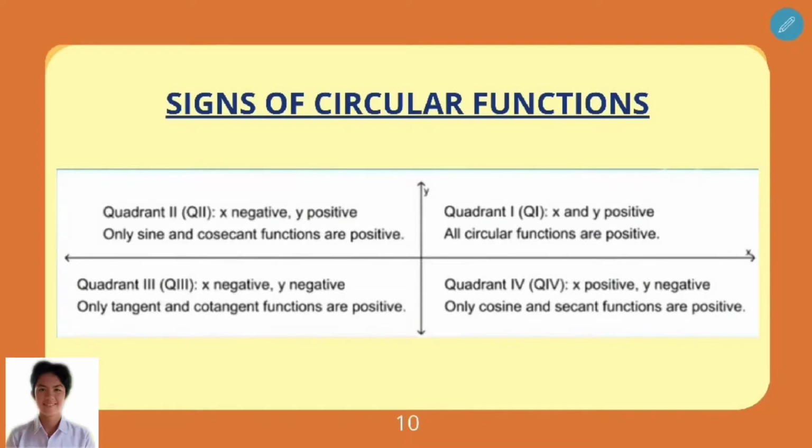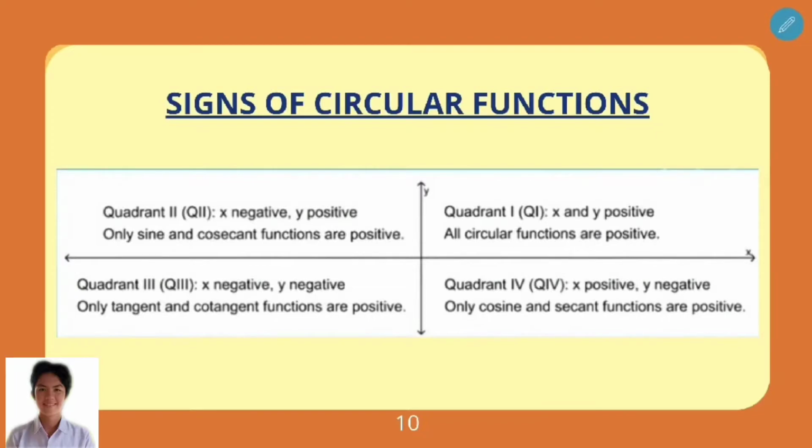In quadrant 2, the x-axis is negative and y is positive. Only sine and cosecant functions are positive. In quadrant 3, the sign of x is negative and y is negative. Both are negative, so only tangent and cotangent functions are positive.